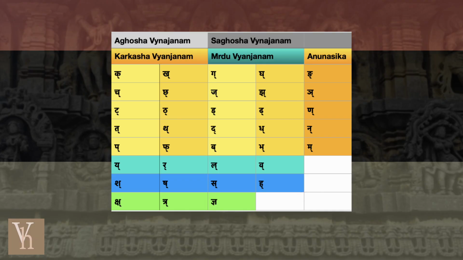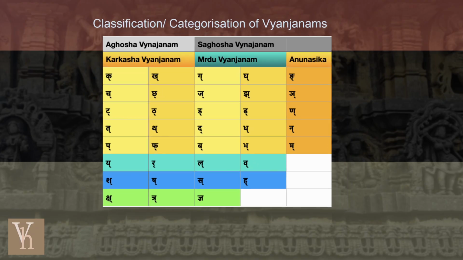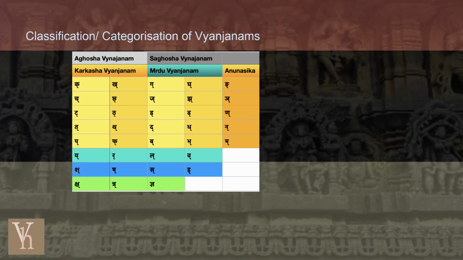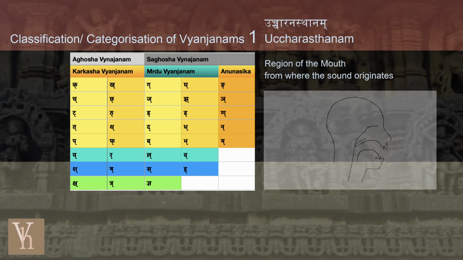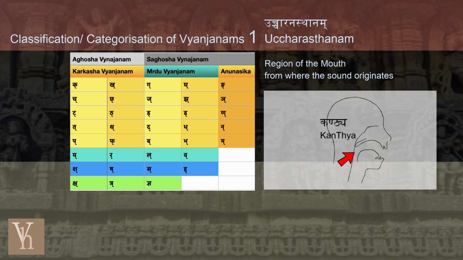Vyanjanams are classified in multiple ways. In the previous episode, we have seen 3 classifications. I will give a quick recap. The first category is based on the place of origin of the sound, called Uchharasthanam. If the sound originates in the throat, it is Kanthya. If it originates at the palate, it is Talavya, and so on.